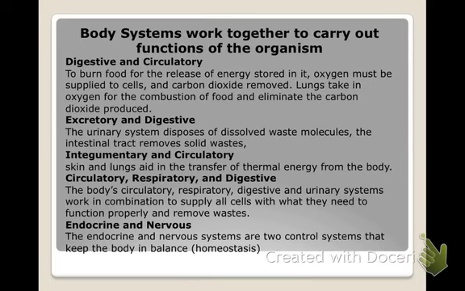Circulatory, respiratory, digestive, again, they all work together to supply cells with what they need to function properly and remove waste. And then our endocrine system, which provides all our hormones, and our nervous system, are two control systems that keep our body in balance. That's something called homeostasis, and we're going to continue to talk about that in just a second.